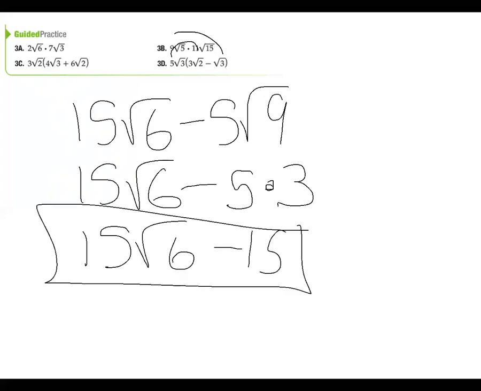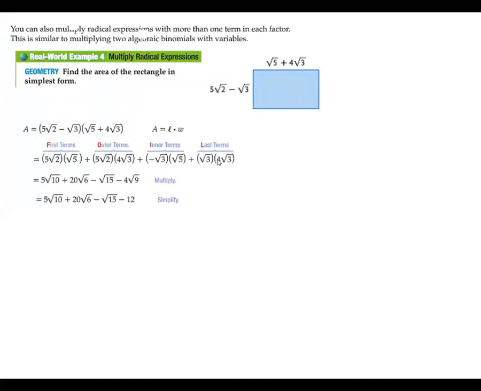All right. Okay, so you can also multiply radical expressions with more than one term in each factor. This is similar to multiplying two algebraic binomials with variables, so you just FOIL. So let's find the area of this rectangle.